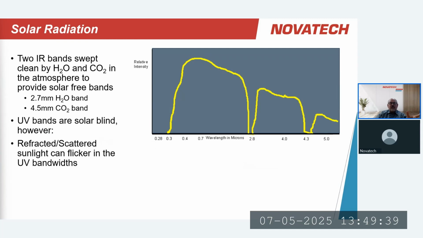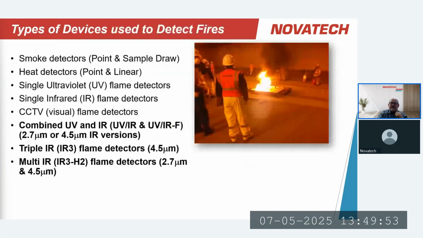Typically, there's not much in terms of UV energy, but we can get UV signatures from fires because of the flicker that is generated by those. So there's three areas that we can look at specifically that can help us determine if a fire is present.